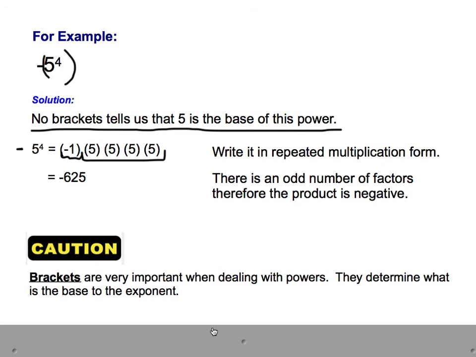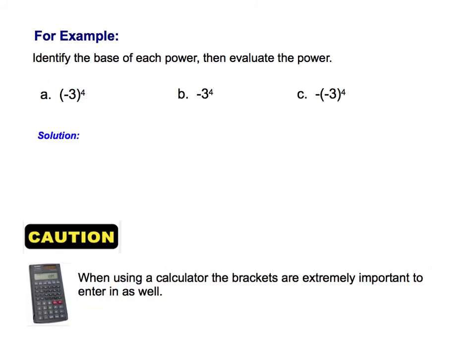Okay, so that's the caution: brackets are very important when dealing with powers. They determine what is the base to the exponent. So let's identify the base. The base in this case is -3. And your answer will be 3 to the power of 4, 80.